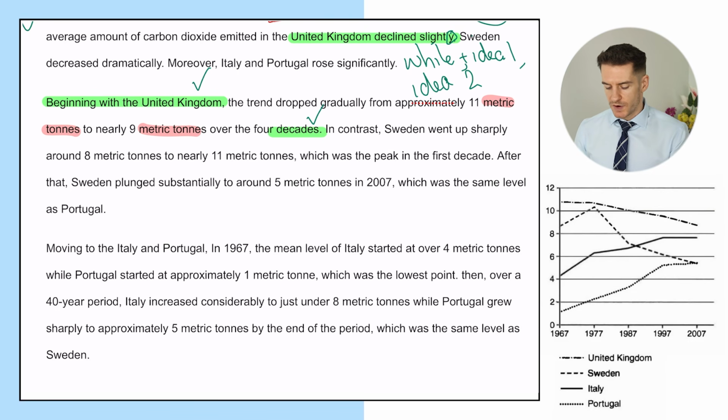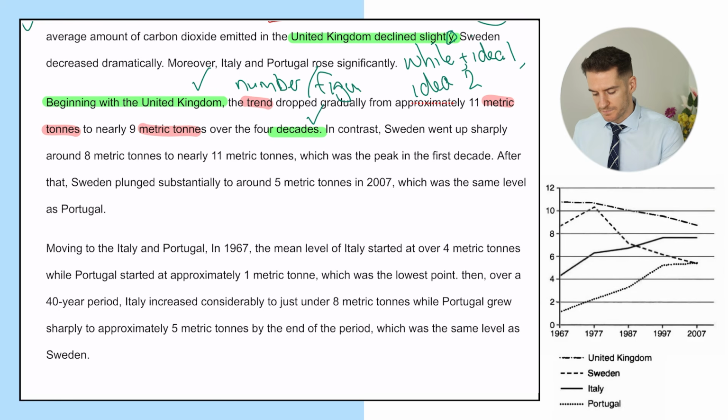The writer said the trend dropped. Well, the trend doesn't really drop. It's the number that drops. Trend is normally talking about start to finish. So I don't think that's the best word there. The better word would probably be maybe number or the figures. There could be a better word there. So that's a very small issue.